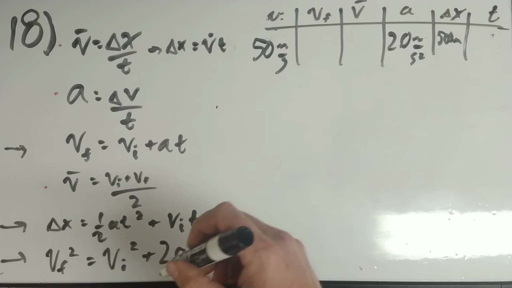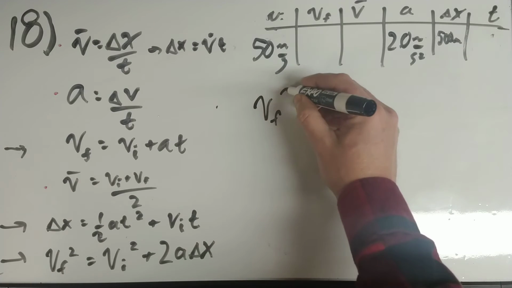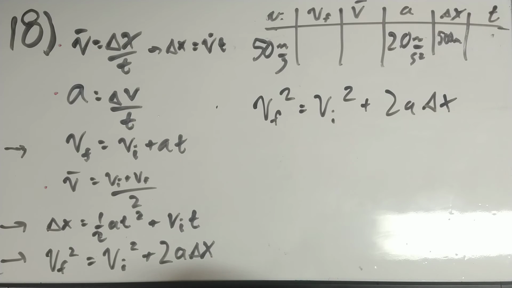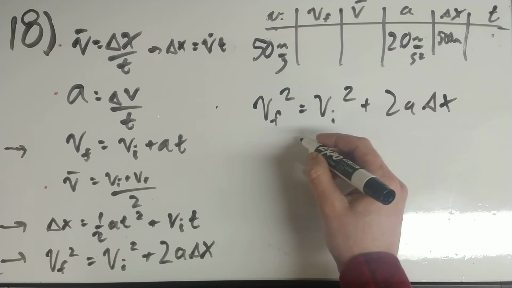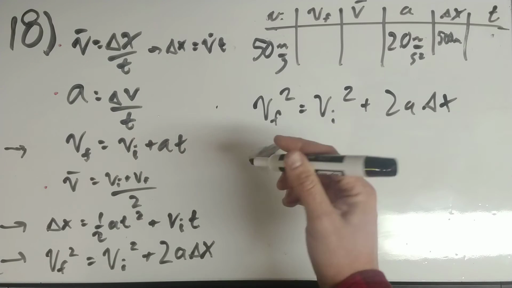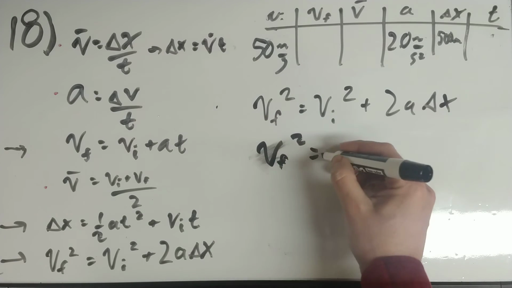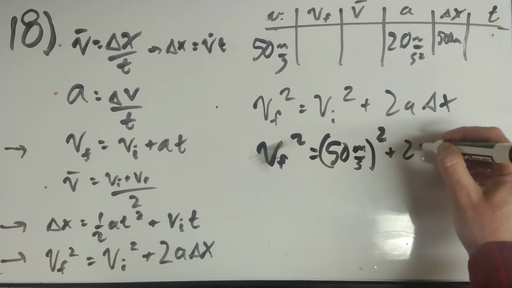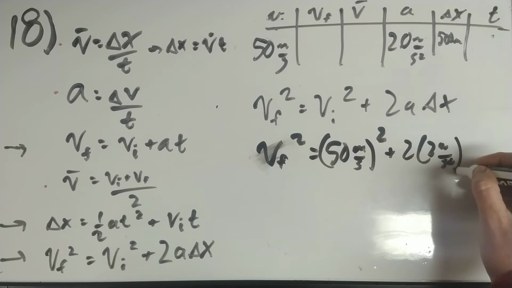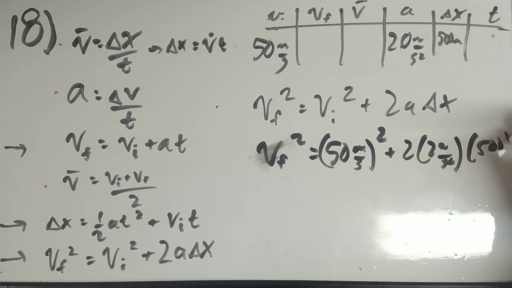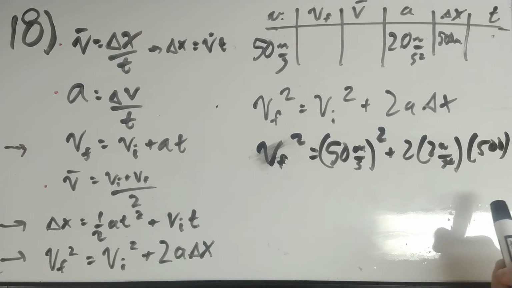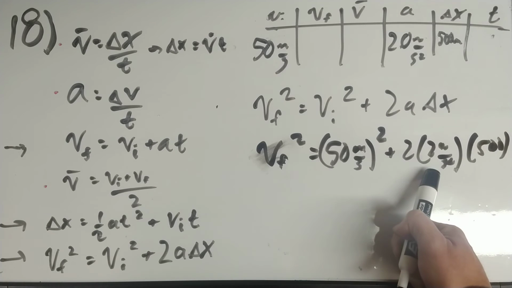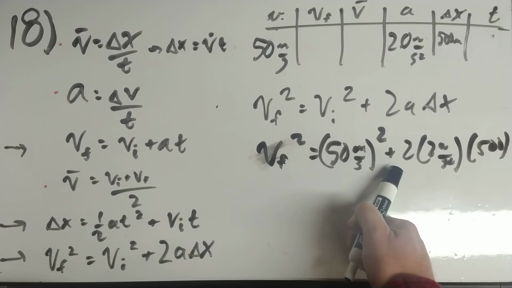So first thing I'm going to do is figure out the speed. So v final squared equals v initial squared plus 2a delta x. I write the equation down. V final is what we're looking for. V final squared equals v initial squared, so 50 meters per second squared plus 2 times 2 meters per second squared times 500. So 500 times 2 times 2, that's 4 times 500.